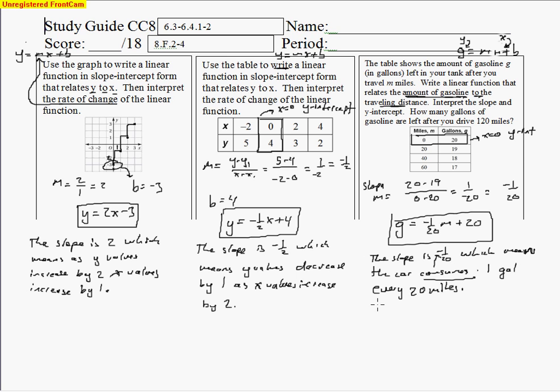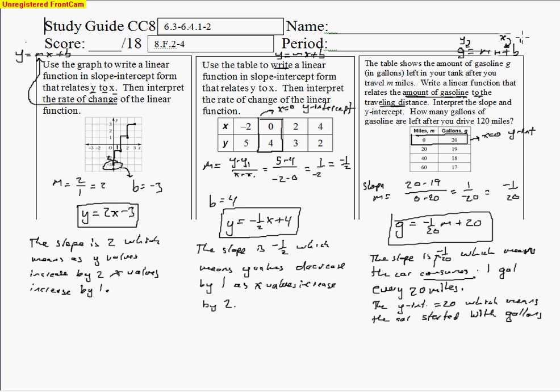So then we have to interpret the y-intercept. The y-intercept equals 20, which means the car started with 20 gallons. And so that's what you have to remember with the y-intercept.